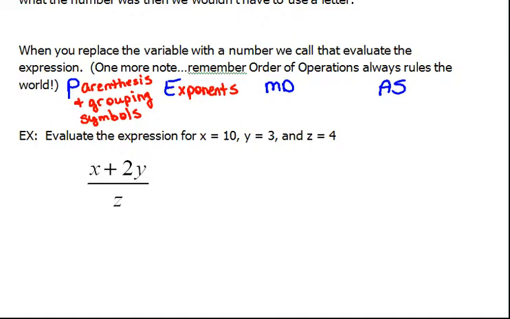Then next comes exponents. After that, we can multiply and divide, but notice that since these are together, neither one is more important than the other. So we just do multiplication and division left to right as you see it in the problem. The AS stands for addition and subtraction, and there again, this would just be left to right as you see it in the problem. Neither one of these operations is more important than the other one.